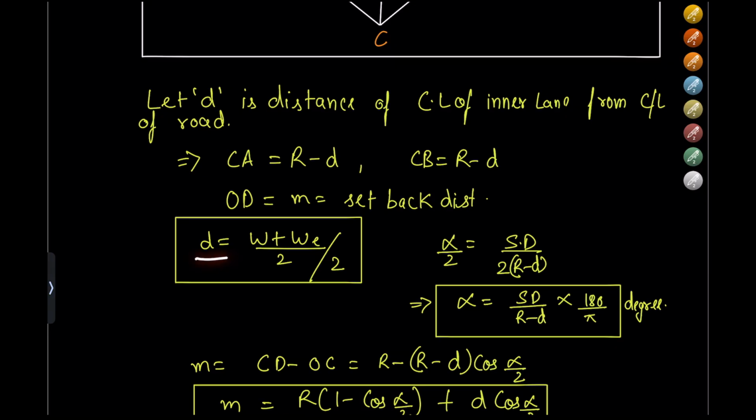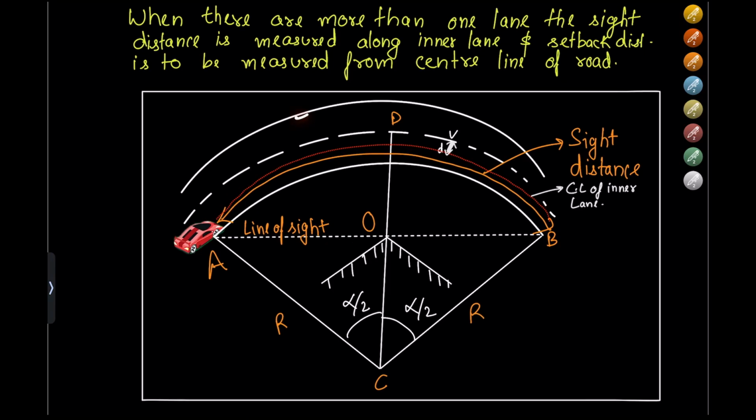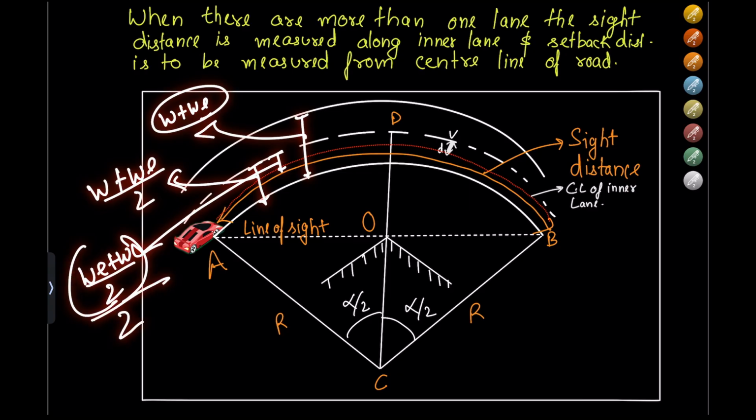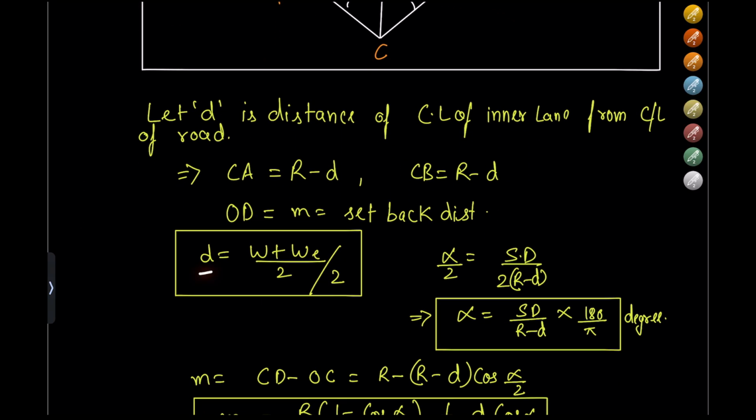So D would be equal to (W plus WE by 2) upon 2. What we mean by this is that the total width would be W plus WE. If we halve this, we get W plus WE by 2, and if we also halve that, we get (WE plus W upon 2) divided by 2. That is what we have written here. It automatically means that (W plus WE) upon 4 is equal to D.